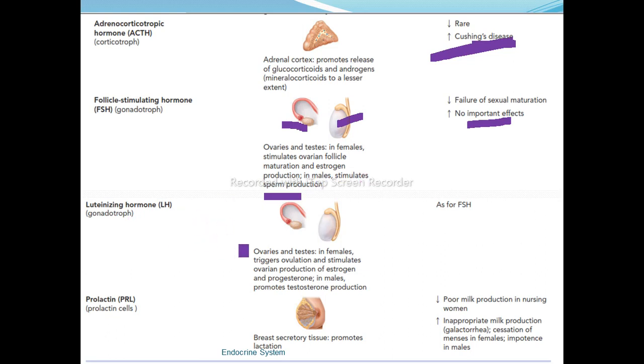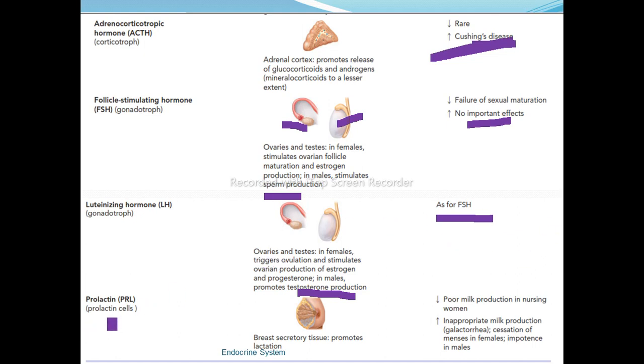Luteinizing hormone acts on the gonads. In females, it triggers ovulation and stimulates ovarian production of estrogen and progesterone. In males, it promotes testosterone production. As for follicle stimulating hormone, decreased production leads to failure of sexual maturation.